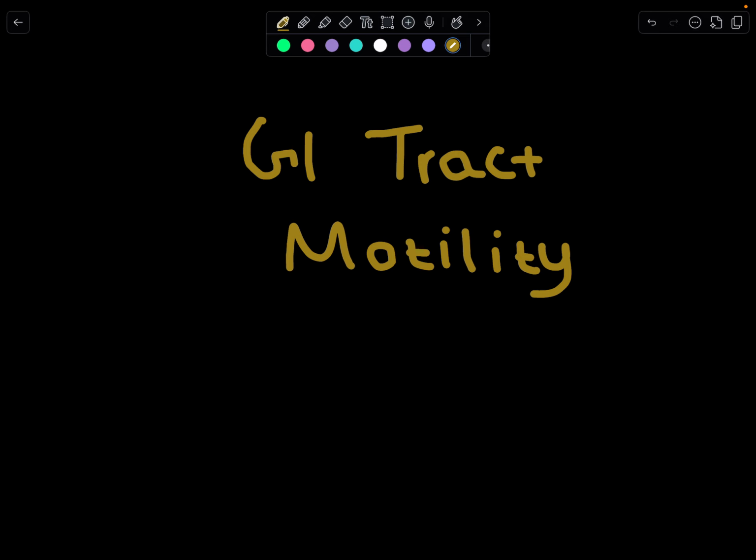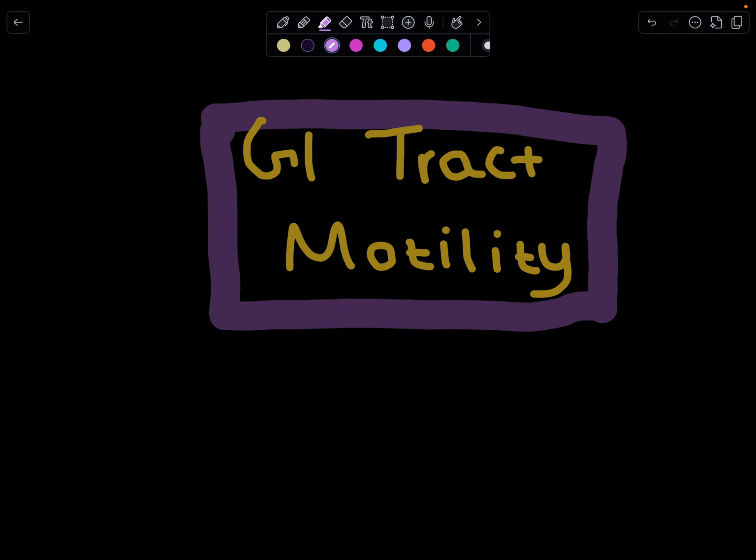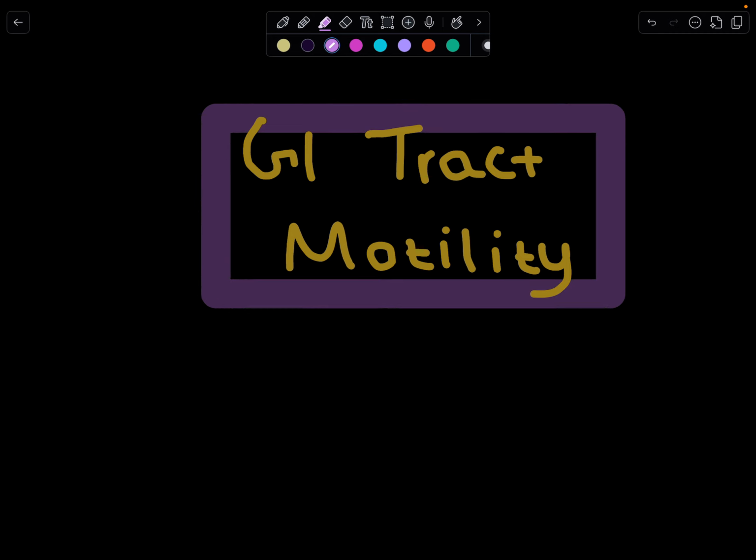Grok, let's start with today's topic, which is the motility of the GI tract. All right, thanks for having me back. Let's dive into GI tract motility. It refers to the coordinated movements of the gastrointestinal tract muscles to mix and propel food, liquids, and waste from mouth to anus. These movements, driven by smooth muscle contractions called peristalsis and segmentation, are controlled by the enteric nervous system, hormones, and the autonomic nervous system.